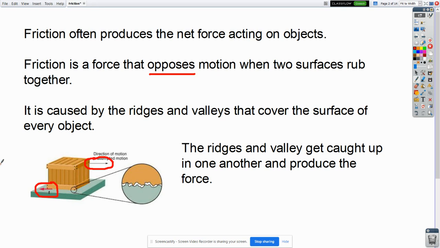It's caused by two surfaces rubbing together. All surfaces, no matter how smooth or rough they are in appearance, always have ridges and valleys. And these ridges and valleys will get caught up in each other as the objects slide over each other. And that's what produces the friction.